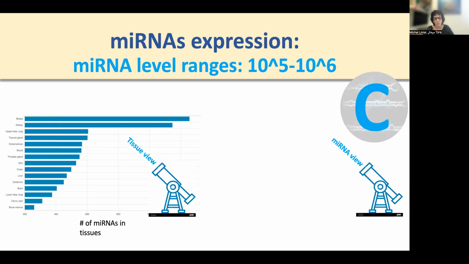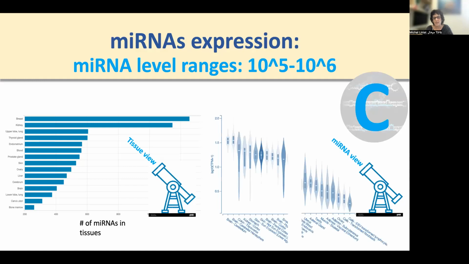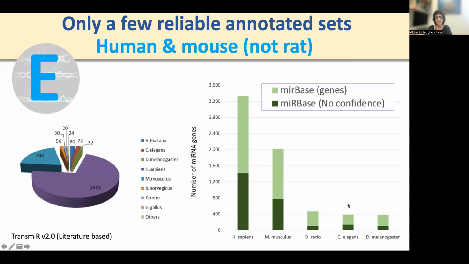From the tissue point of view, we see many microRNA in different tissues, but they are not equal in each tissue. And from the microRNA view, we can see that some specific microRNA are very abundant in one tissue, but not in others. In terms of evolution, we also have important information, but unfortunately, almost everything that we know comes from human and a little bit from the mouse, but very few from other organisms.